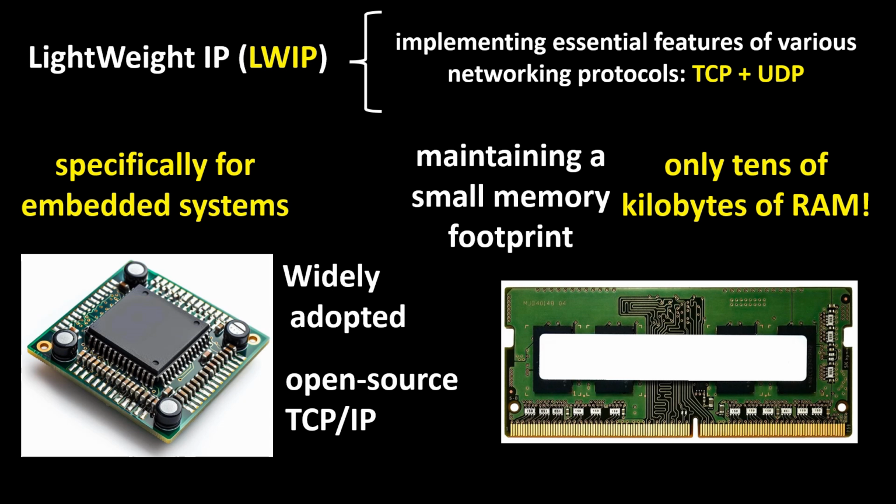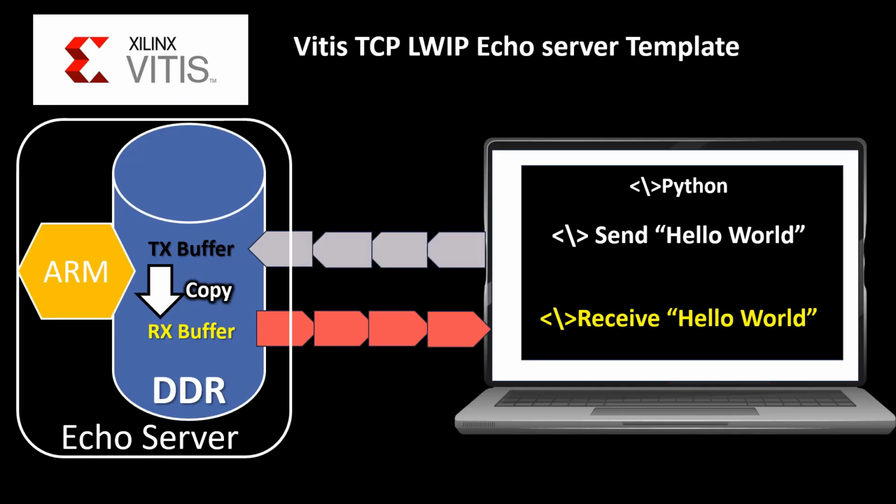lwIP achieves this efficiency by carefully implementing only the essential features of various networking protocols, including TCP and UDP, while allowing developers to configure and scale the stack based on their specific requirements. The Vitis IDE from Xilinx provides developers with an lwIP TCP Echo Server template example. It serves as an excellent starting point for embedded networking applications. The TCP Echo Server implements a simple server that listens for incoming TCP connections on a specified port. When a client connects and sends data, the server simply echoes back the received data.